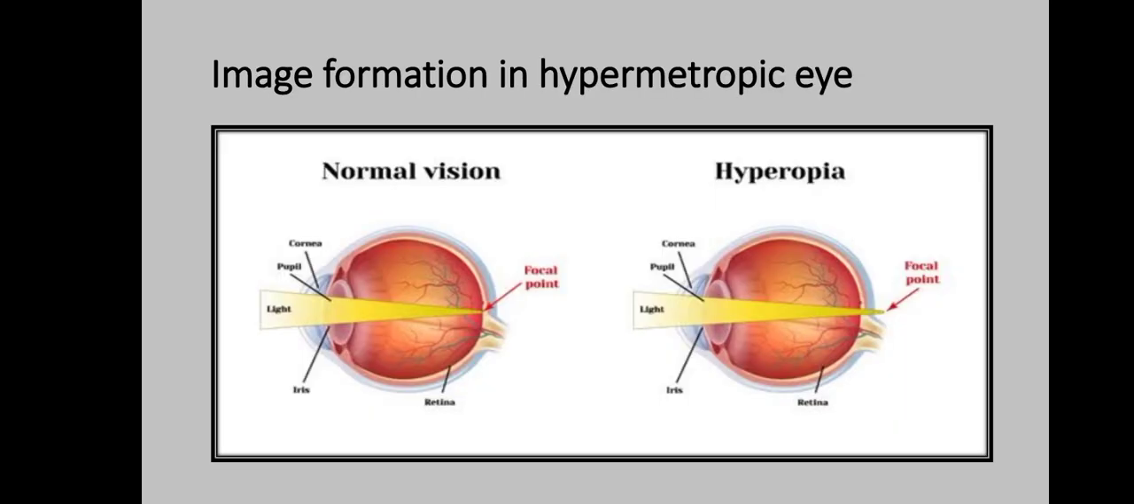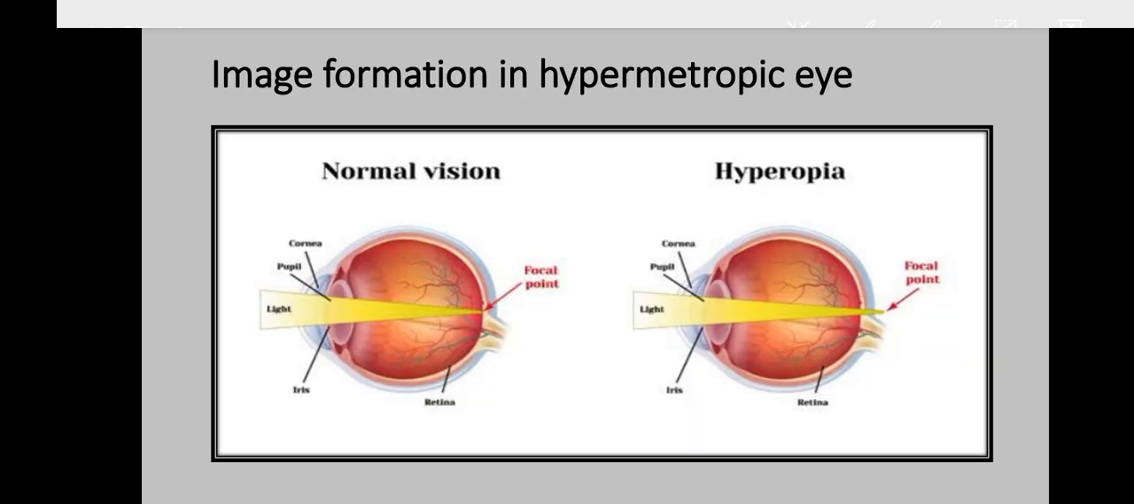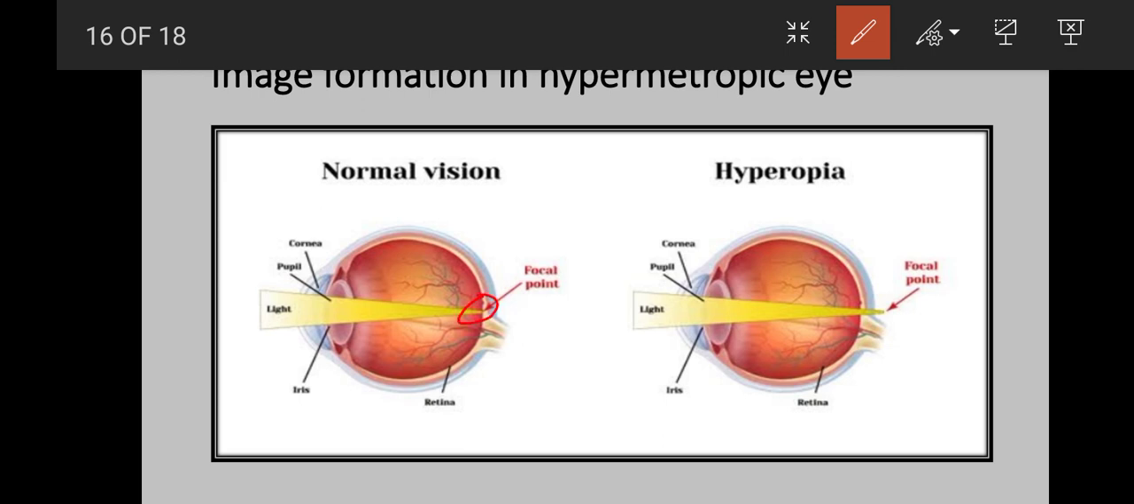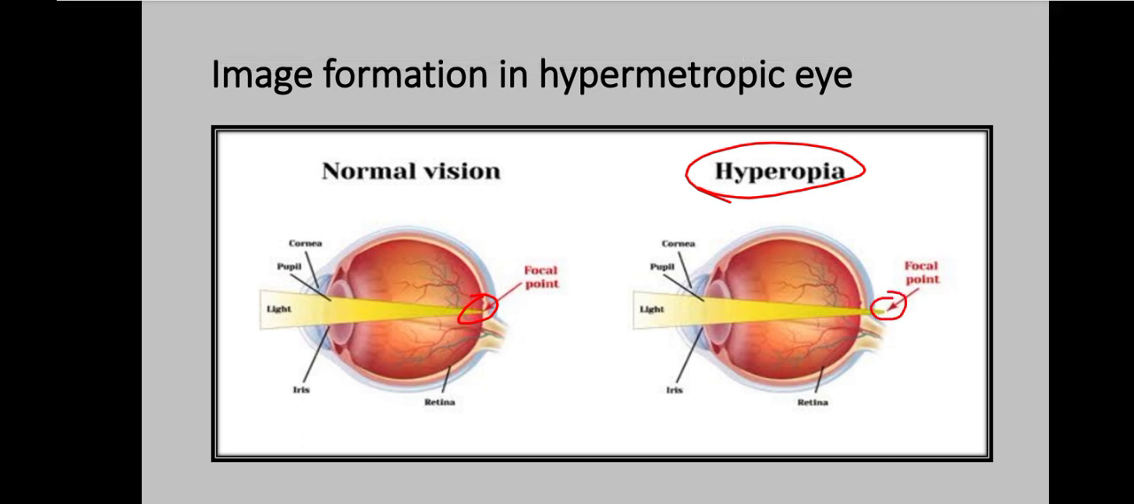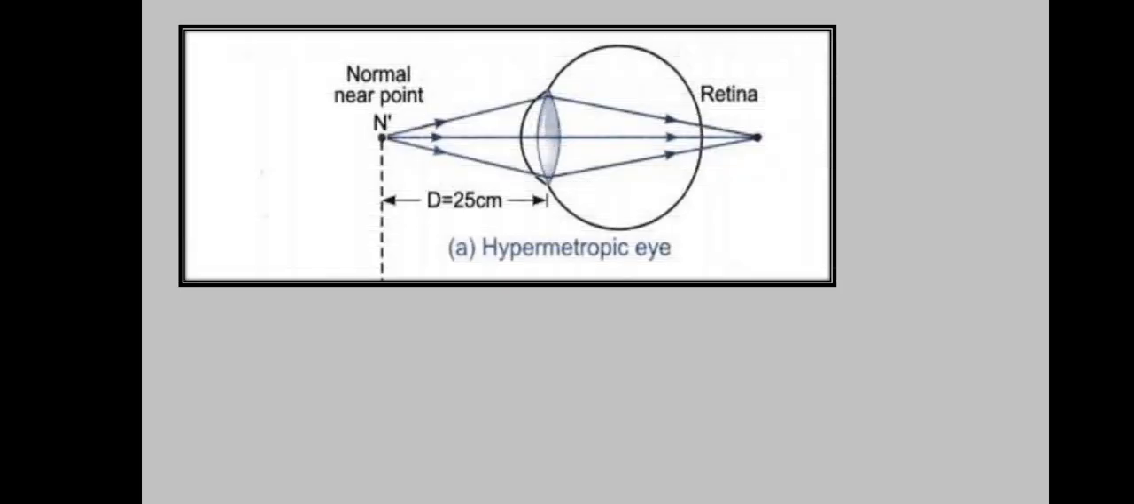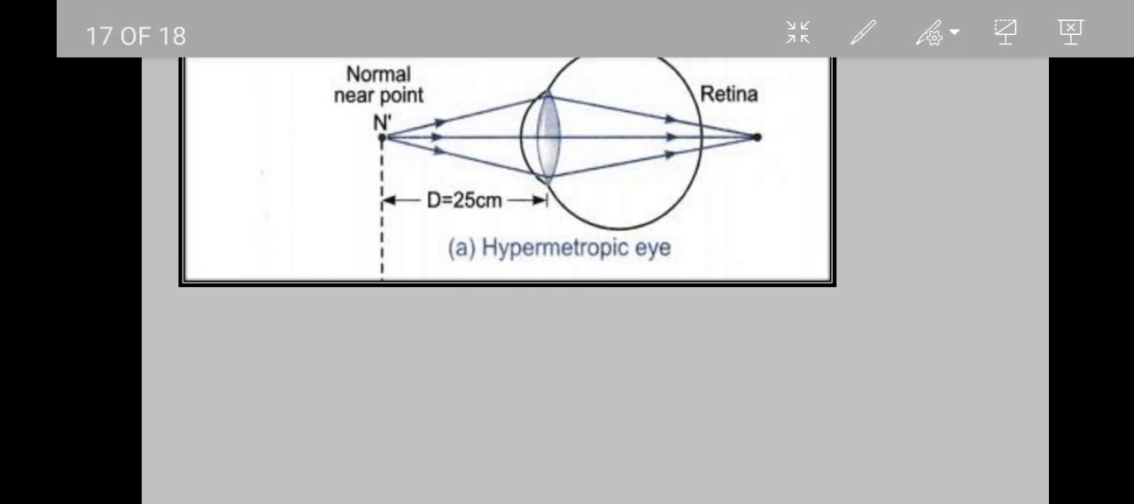Image formation in the hypermetropic eye: you can see in the normal vision, the image is formed on the retina. It is a sharp image. But in hyperopia, so farsightedness or hypermetropia is also called hyperopia, the image is formed behind the retina. That's why it is a blurred image. Now let's discuss how this defect arises and how it is corrected.